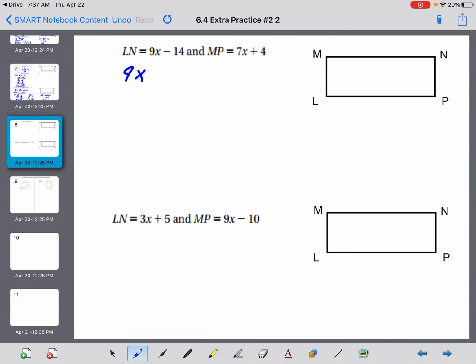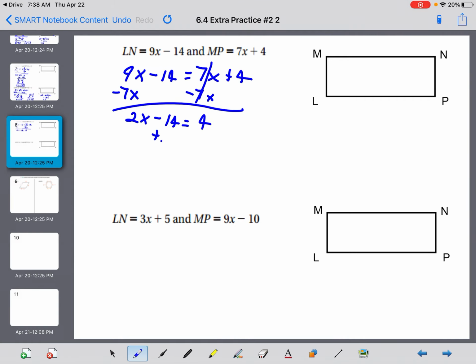Same deal. 9x minus 14 equals 7x plus 4. Subtract 7x, we get 2x minus 14 equals 4. Add 14 to both sides. 2x equals 18. Divide both sides by 2, and x equals 9.